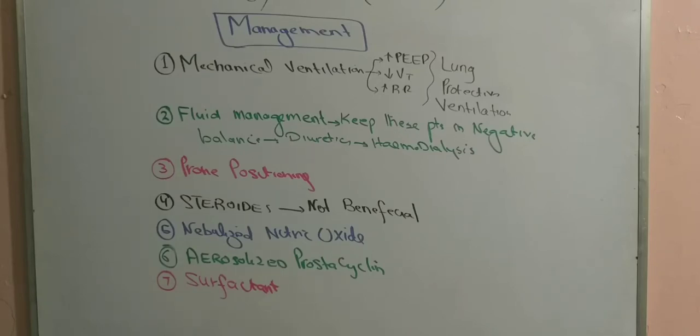The third thing in the management is easy to listen, easy to understand, but difficult to perform. This is the prone positioning of the patient. You need to convert the patients from the supine to the prone position, and you are to keep the patient in that position for a long period of time, or you are to keep on switching the patient's position from supine to prone many times while the patient is on the mechanical ventilator, while the patient is in the critical state. Why is it difficult to perform?